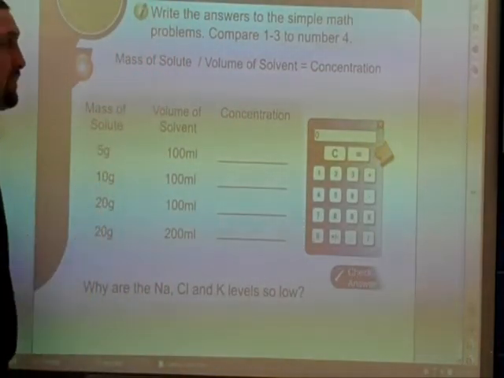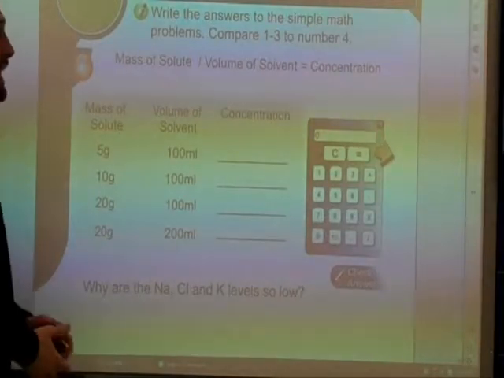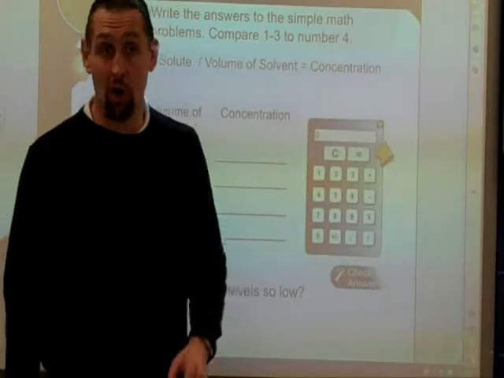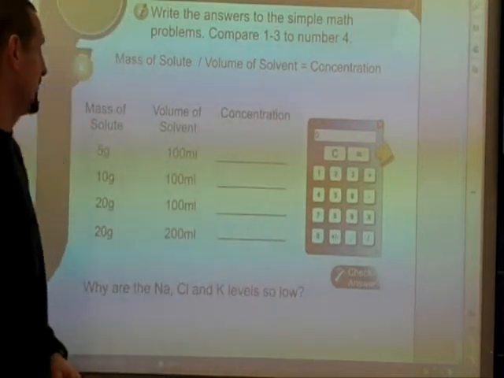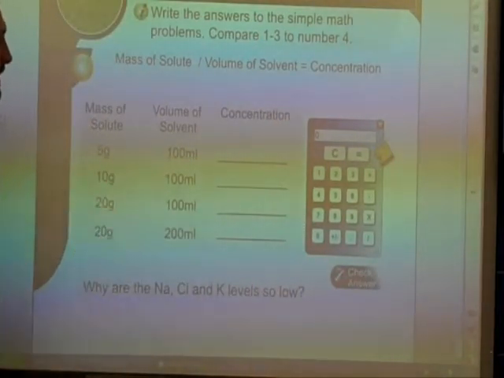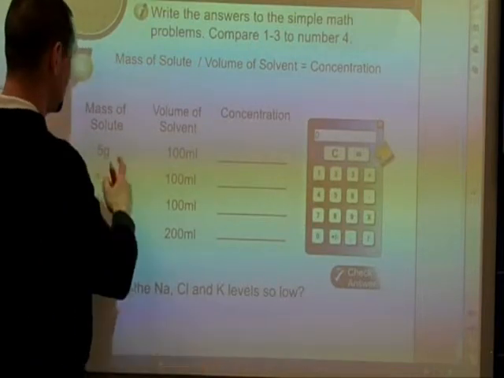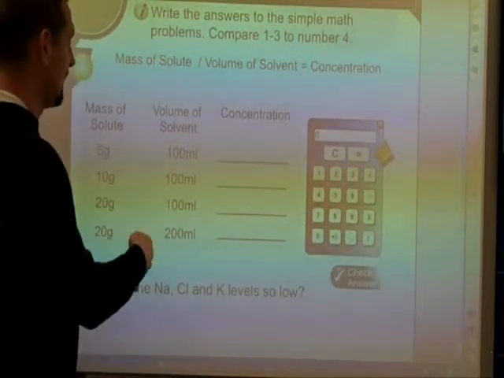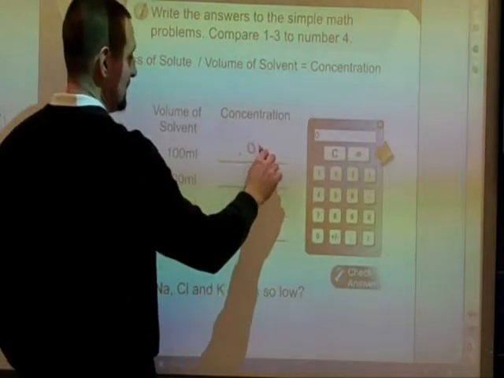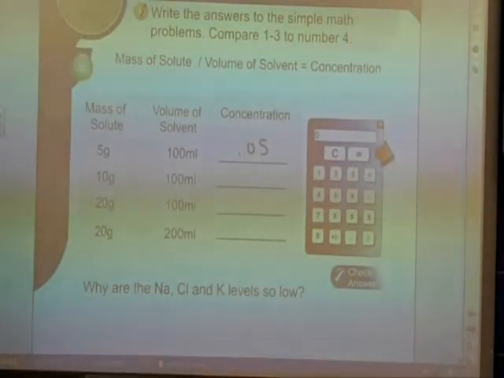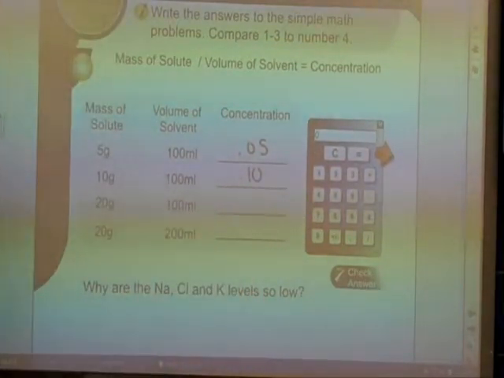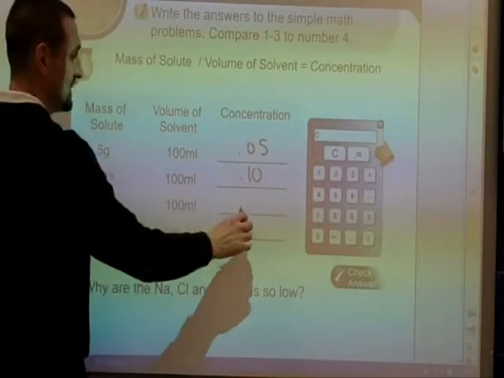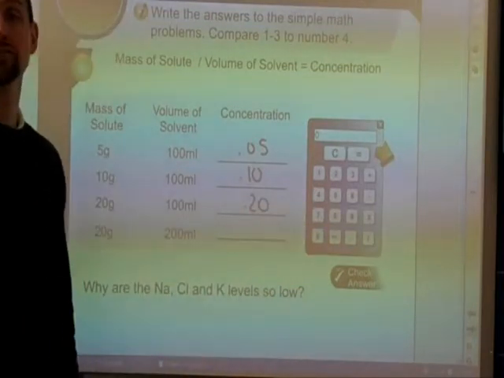So I take the mass of the sugar, salt, food coloring. I take the volume of the solvent, the water, whatever it happens to be. And when I divide the solute by the solvent, that gives me the concentration. So if I take 5 grams divided by 100 milliliters of water, so I put 5 grams of food coloring into 100 milliliters of water, then I get this small amount of a concentration. If I take 10 grams, then I've increased my concentration. I've gone from 5 to 10. If I take 20 grams, then I've increased my concentration. I've gone from 10 to 20.